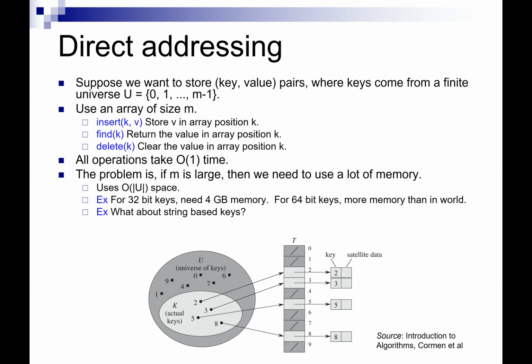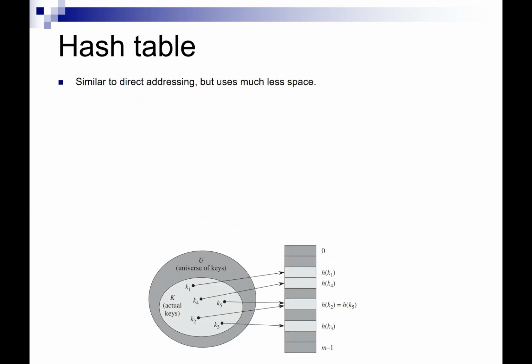So the main problem with direct addressing is that you need a very large array to store these keys in. And if you want to talk about other types of keys, like string-based keys, then it's not even clear how to use direct addressing. Also, even if the size of your universe is small, say the universe is 0 to 99, if you're only storing like 5 values, then 95% of your hash table is being wasted.